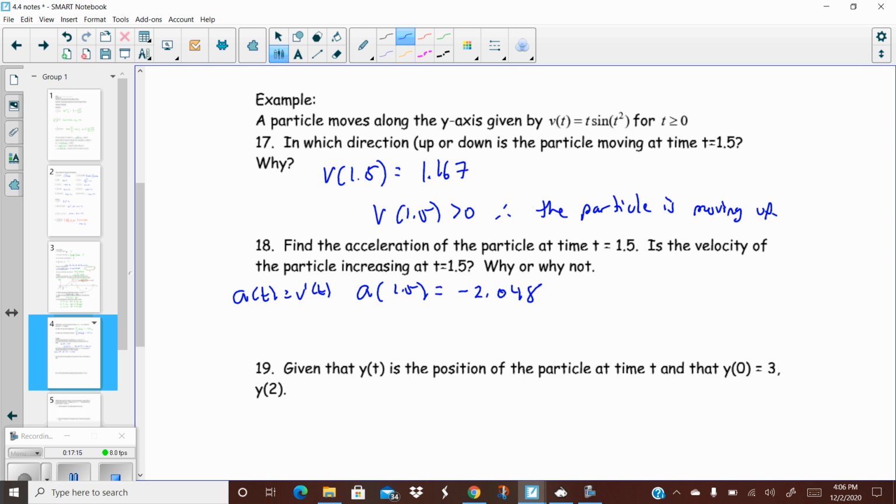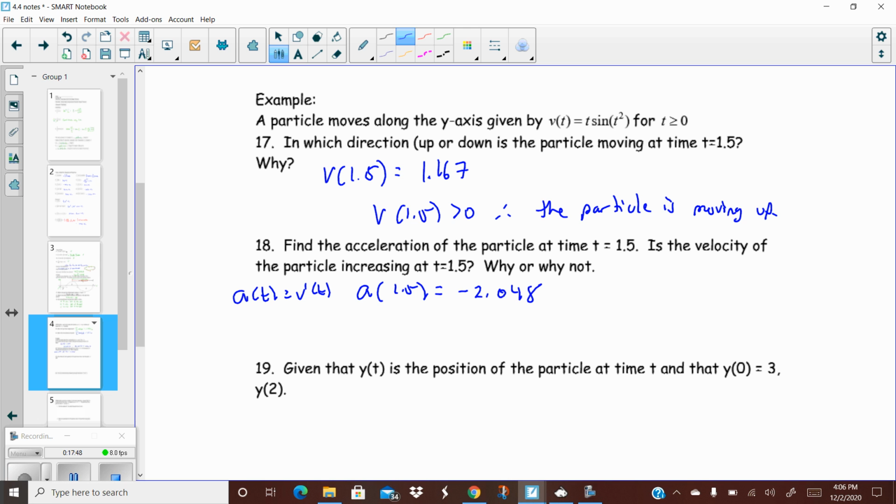Okay, so now, because we found the acceleration, it wants to know whether the velocity of the particle is increasing at time t equals 1.5. Well, that means is the particle speeding up? Well, in order for something to be speeding up or slowing down, the velocity and the acceleration must be the same sign. Okay, and in this case, the velocity is positive while the acceleration is negative. So the particle is not increasing in its velocity.